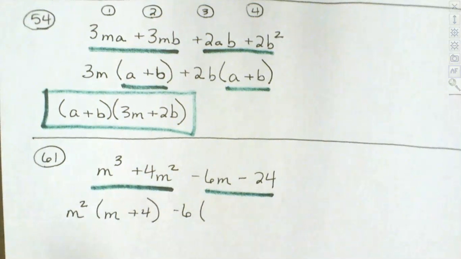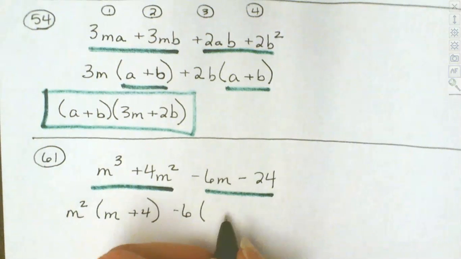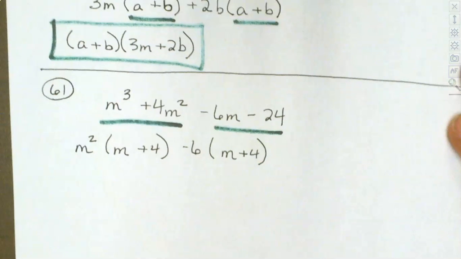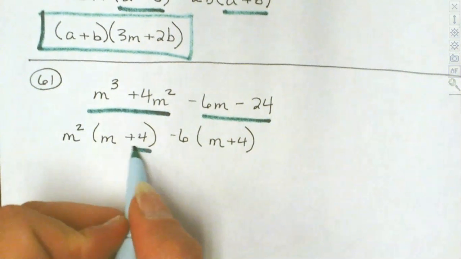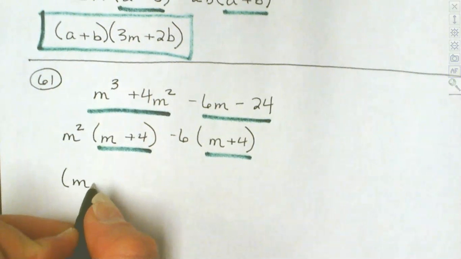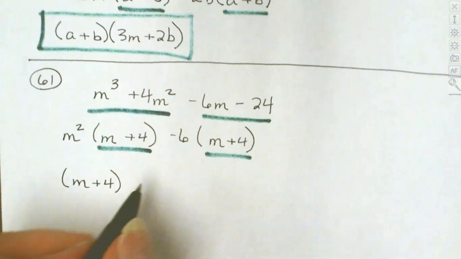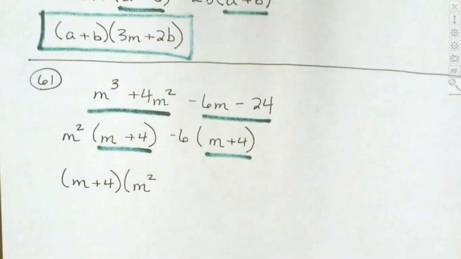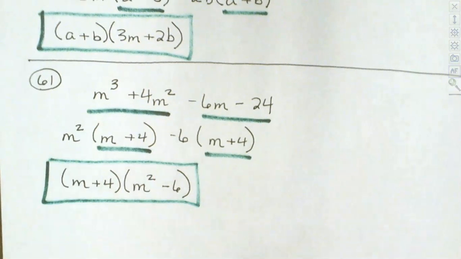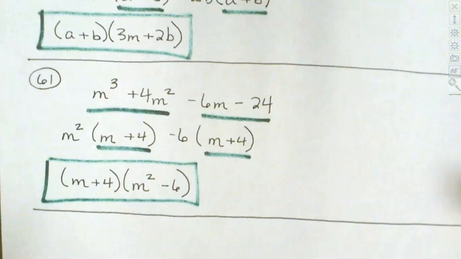When you factor out a negative, what happens to your signs? When you factor out a negative, the signs switch. So that becomes an m plus 4. Now, are my groupings identical here? Yes, they better be identical, or else you made a mistake. So that's m plus 4, and what's left over? M squared minus 6. And that is your final, finished answer. Nothing else will go any further on that one, and everything has been factored.